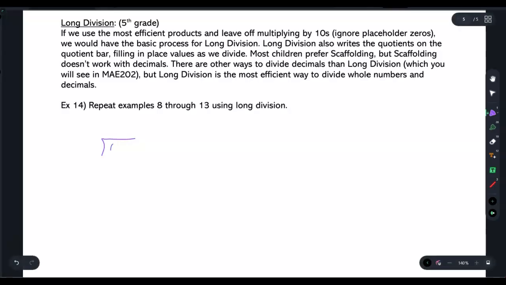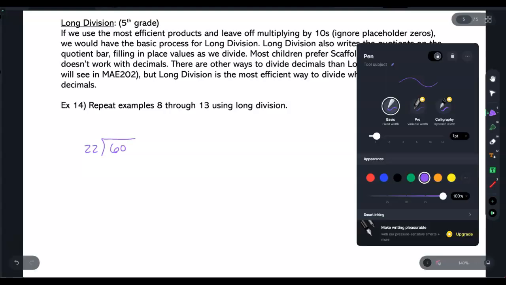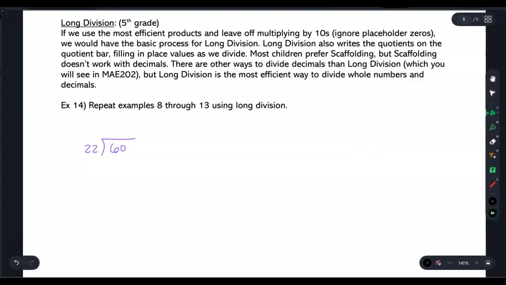So the first one we did previously was 60 divided by 22. I'm setting this up the same way, with my long division bar, my quotient bar here. 60 is my dividend, 22 is my divisor. What I'm not going to do is put this bar along the side, since I'm not doing scaffolding, I'm doing long division.